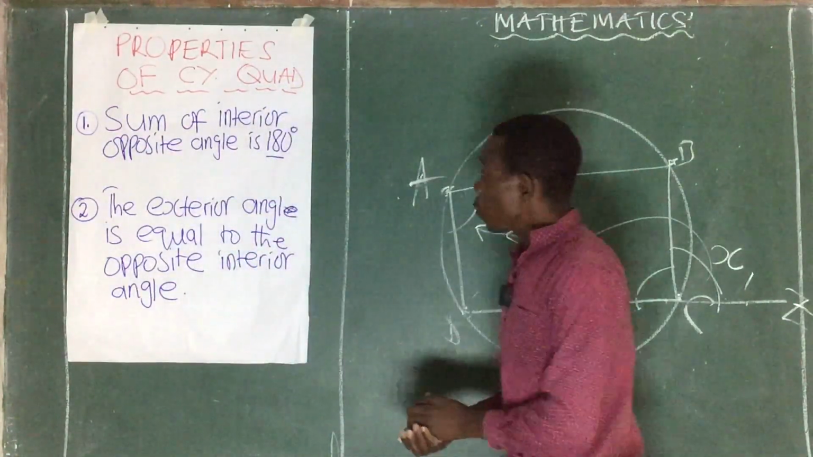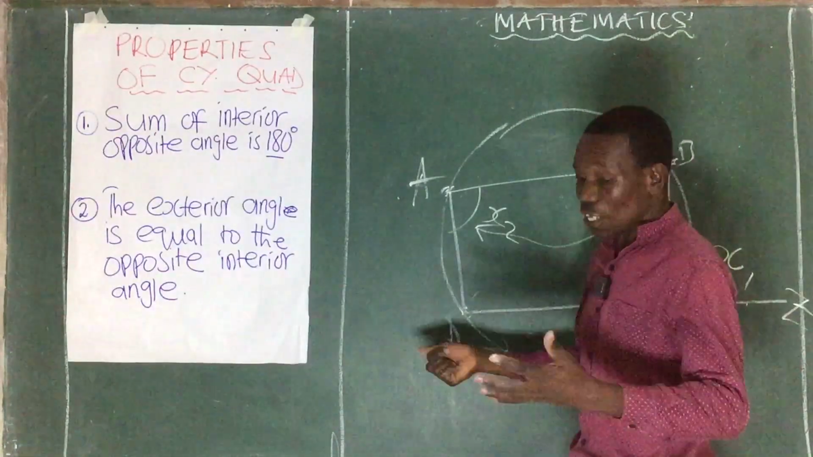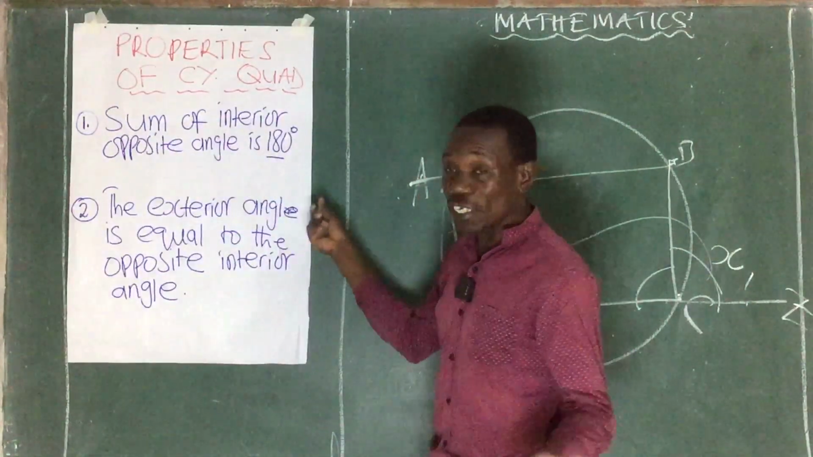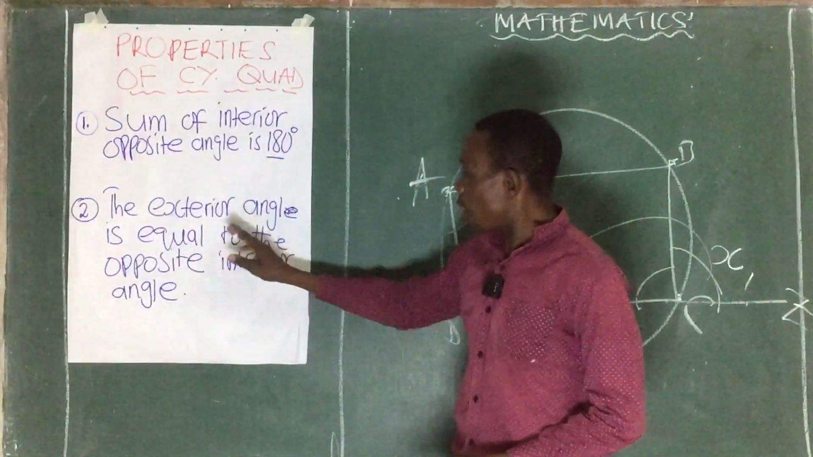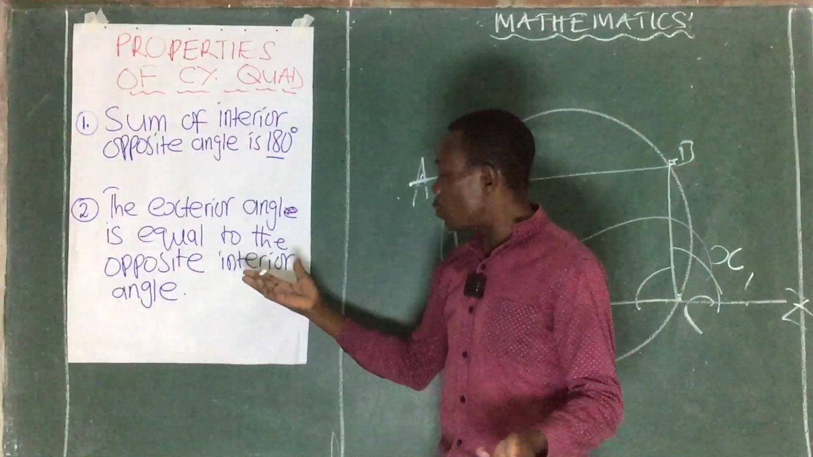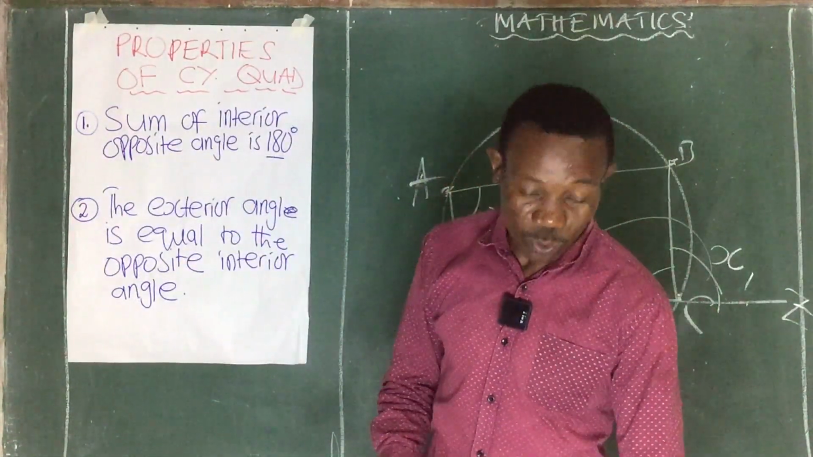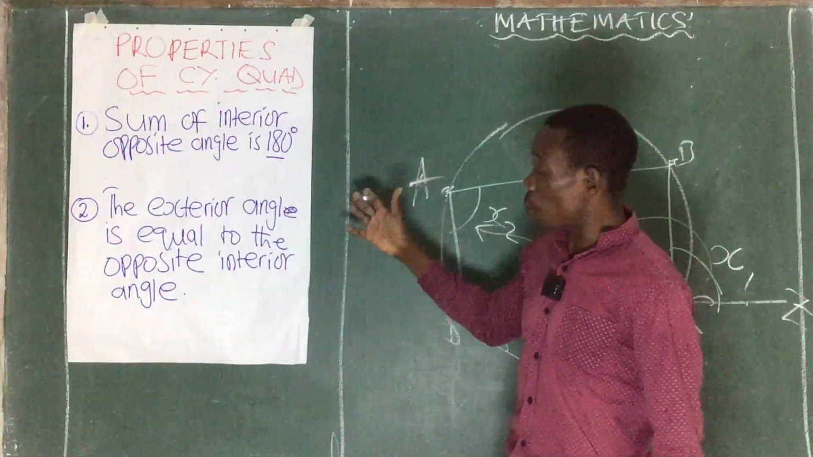So for today, we need to prove the two properties. Sometimes in exams, they ask you to prove that the sum of the interior opposite angles is 180 degrees. How do you show that? And secondly, the exterior angle is equal to the opposite interior angle. How do you show that? So please stay tuned and look at the steps that we're going to use in proving these two properties.